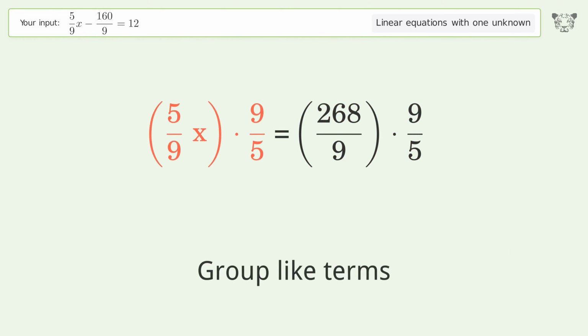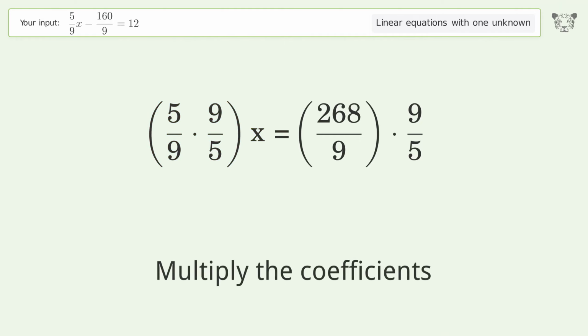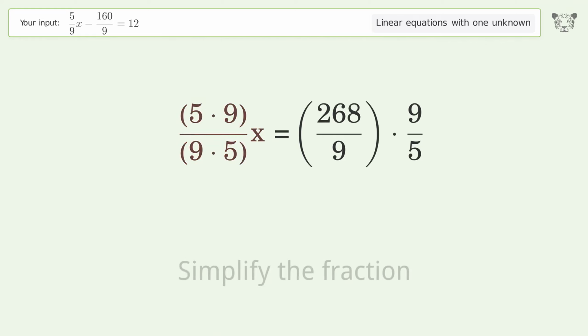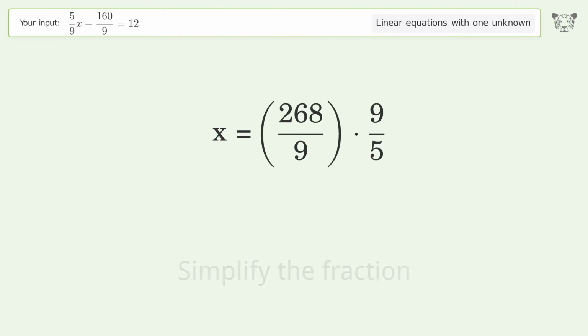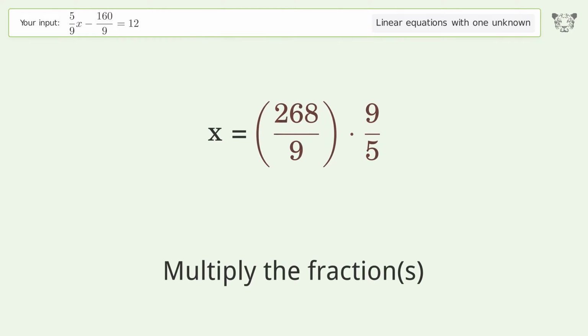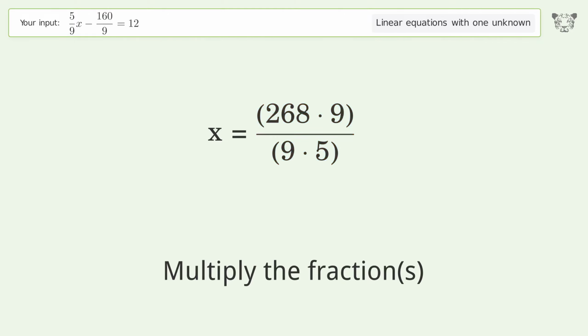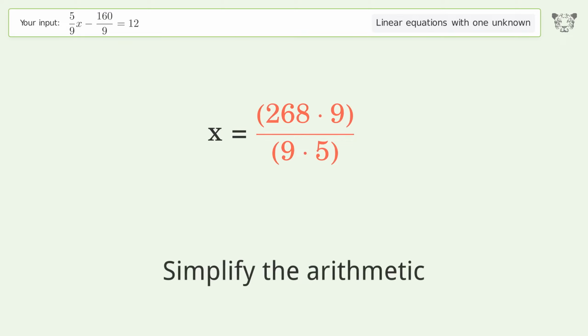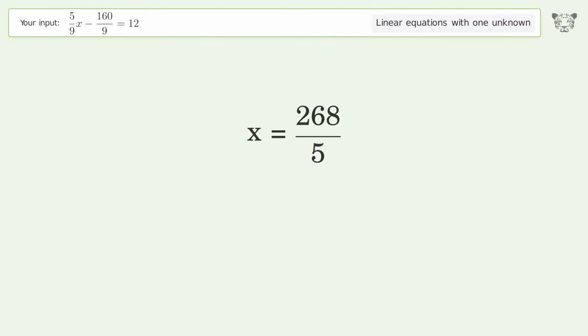Group like terms. Multiply the coefficients. Simplify the fraction. Multiply the fractions. Simplify the arithmetic. And so the final result is x equals 268/5.